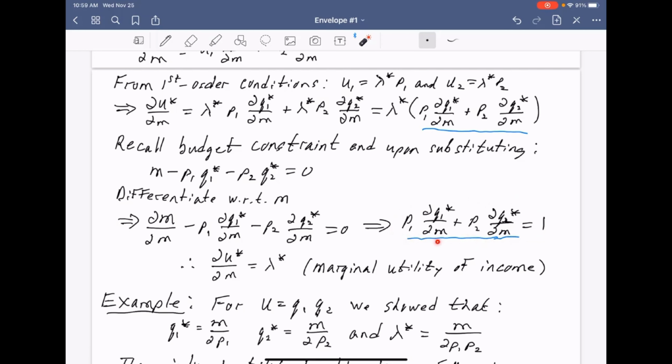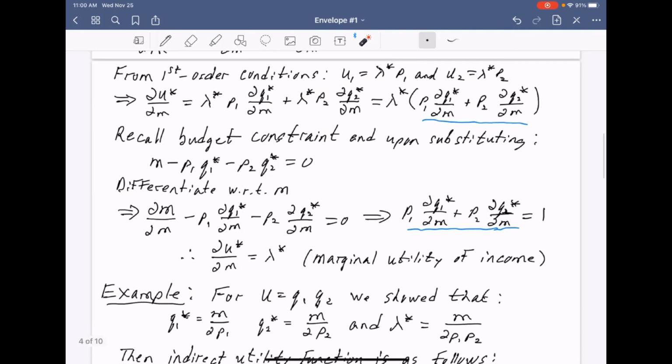And where does this come from? Well, it comes from this part up here. So these things that are underlined in blue are the same, and so we've got this, and this is equal to 1 from this, because the partial of M with respect to M is equal to 1, and we've just regrouped it so that this is on the left-hand side. So we get this. So if we go back here, this is 1.